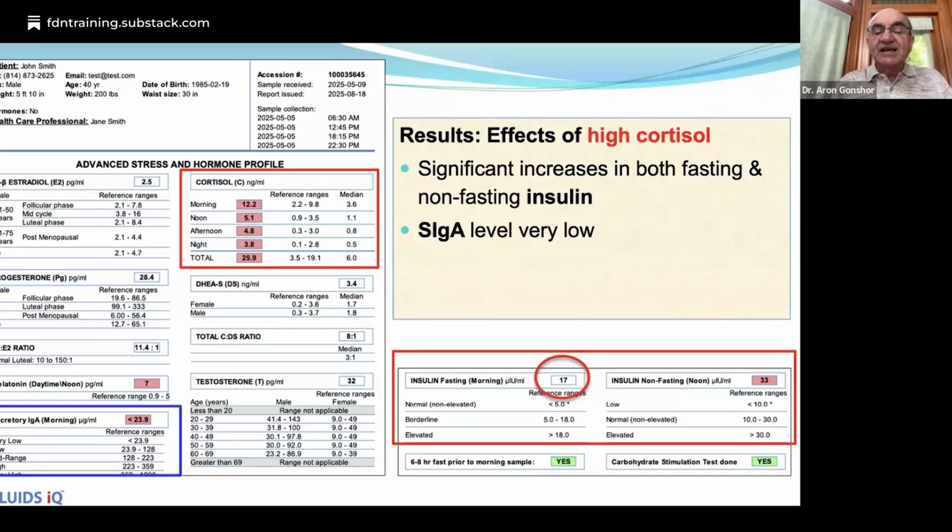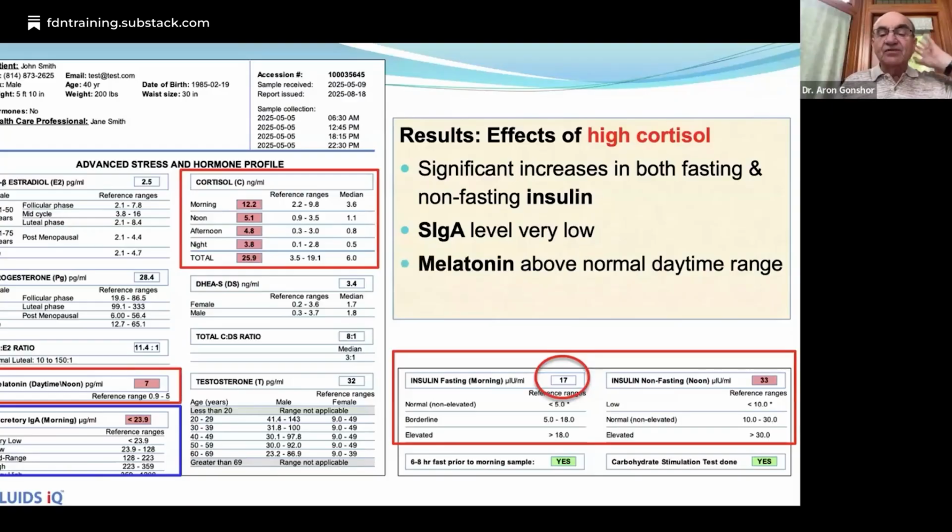Secretory IgA. That is not a good sign because what that creates is a whole number of GI issues, which we're not going to go into today. We did in one of the other lectures. Melatonin is above the normal daytime range. Why would that be? Well, I alluded to that earlier because this gentleman's circadian rhythm is now very dysfunctional.